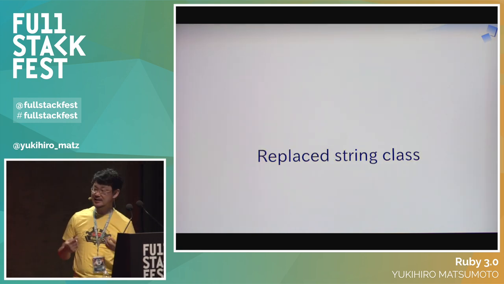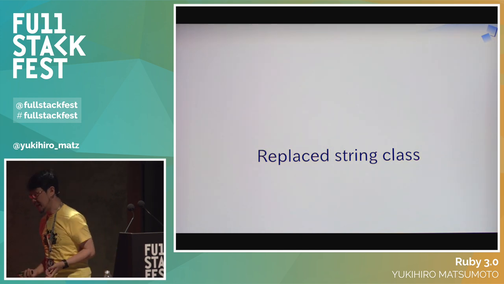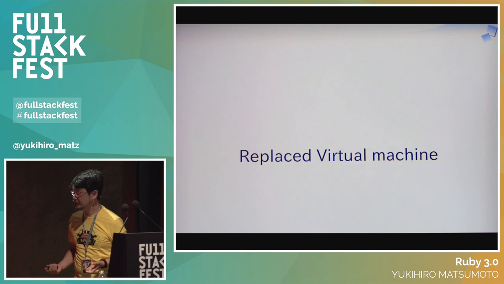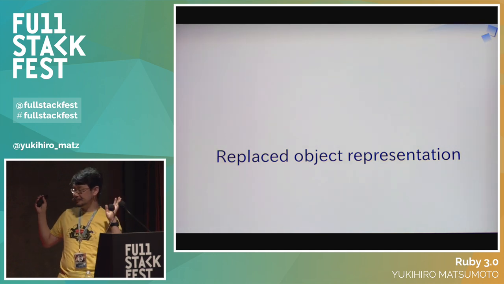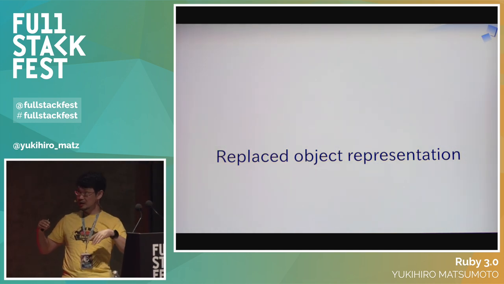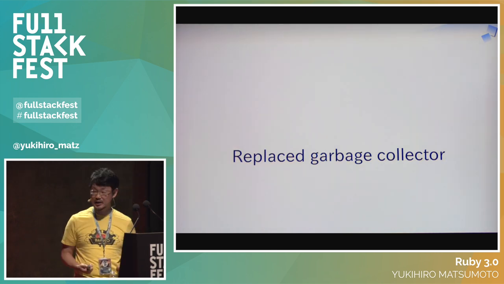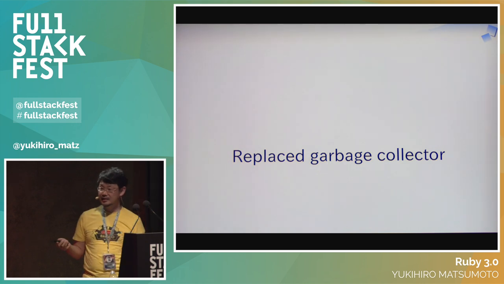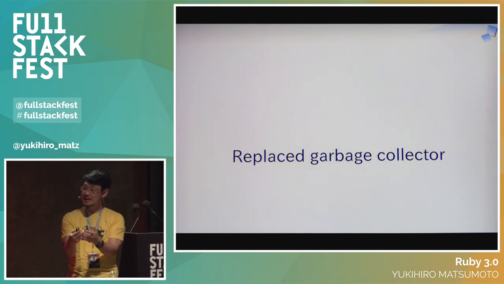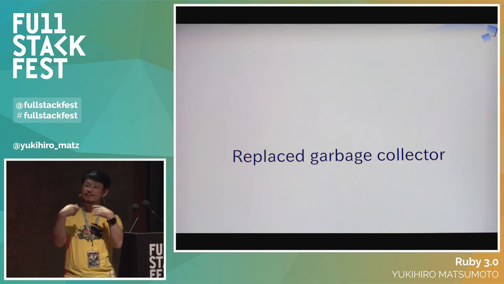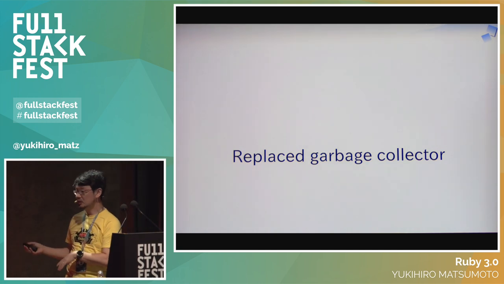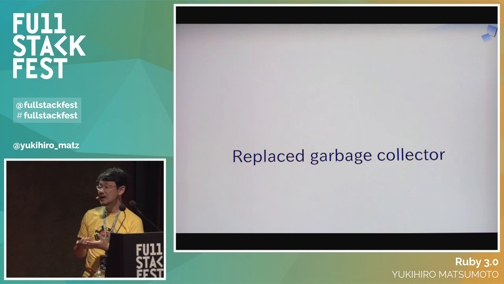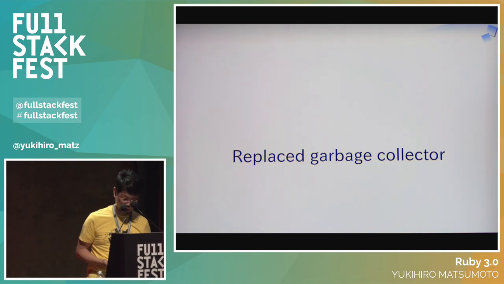We have replaced the string class for a better string object representation. And we have replaced the virtual machine. We have replaced the object representation in general so that we consume less memory. And we replaced the garbage collector. So in fact, Ruby 1.9 is a big step forward, but still, it's a kind of improvement of the previous system. We haven't thrown away Ruby 1.8. We just replaced it one by one, part by part, to gain better performance.